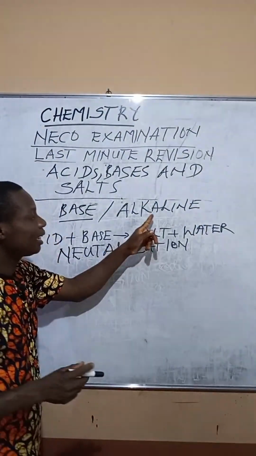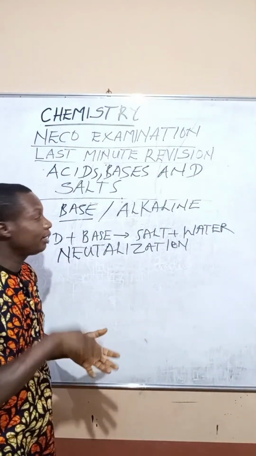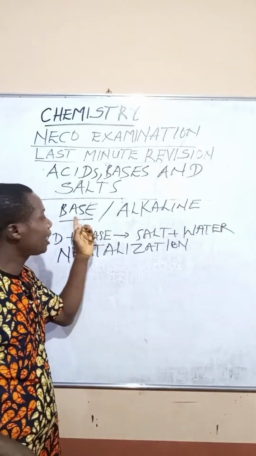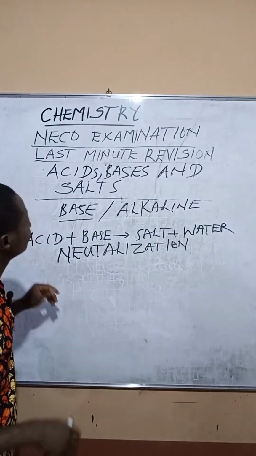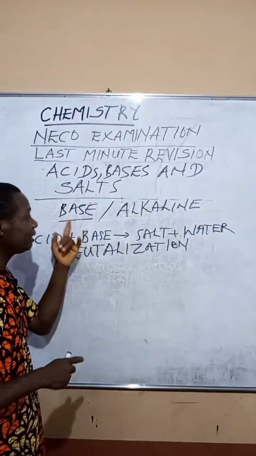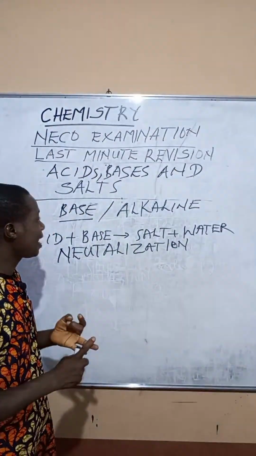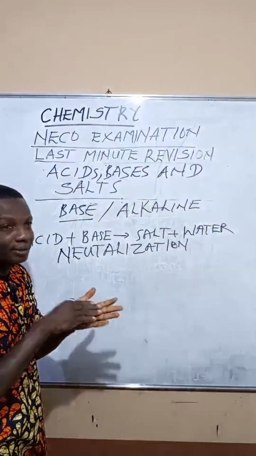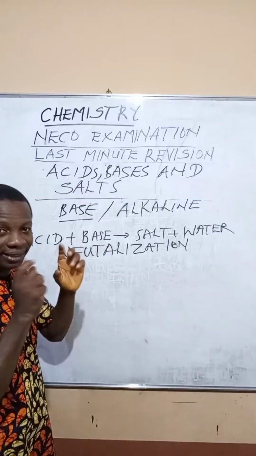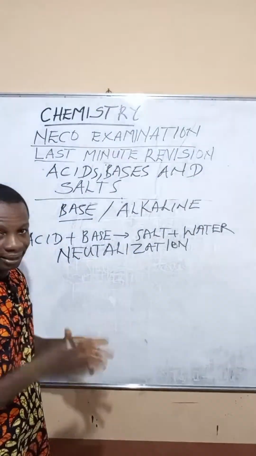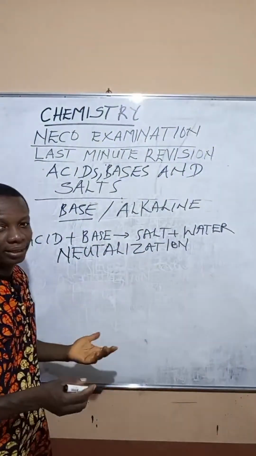Then what is an alkali? An alkali is a soluble base, a base that can dissolve in water. Please take note of that, this is very important. Then don't forget the uses of bases and alkalis, and the properties. Alkalis are slippery to touch and have a bitter taste. Acids have a sour taste, but alkalis have a bitter taste. They are used for soap making and other things. Don't forget.